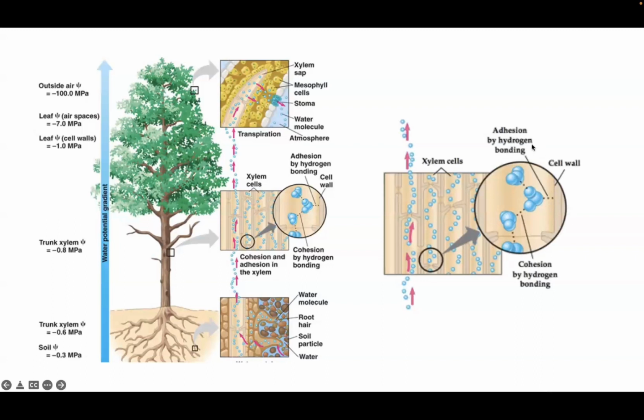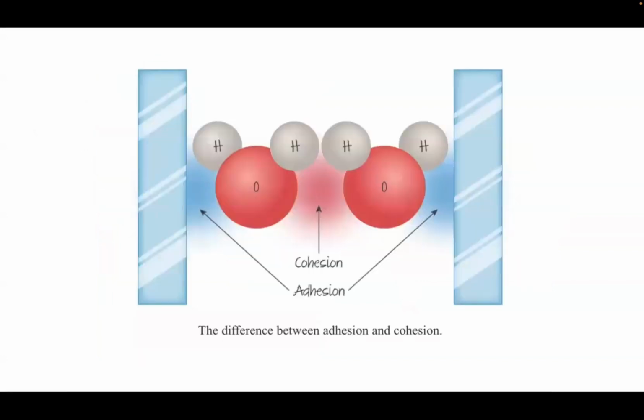So because of these interactions, and with the help of xylem cells, water can move upwards from the roots to the plant. So adhesion actually contributes to this. And as you can see, in another visualization, cohesion is the bonding between water molecules. Adhesion is the interaction between a water molecule and a different substance.